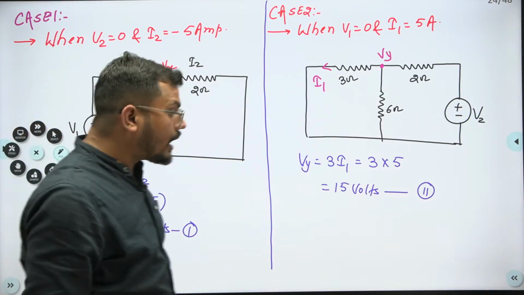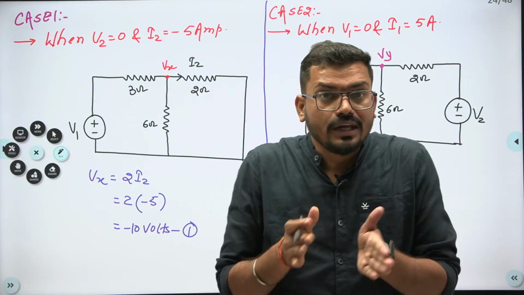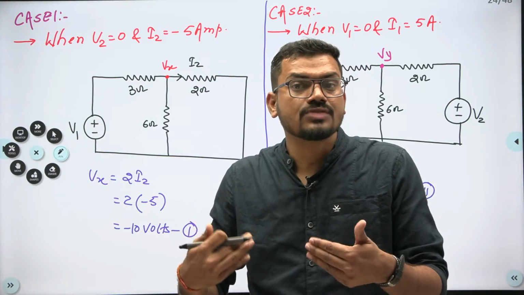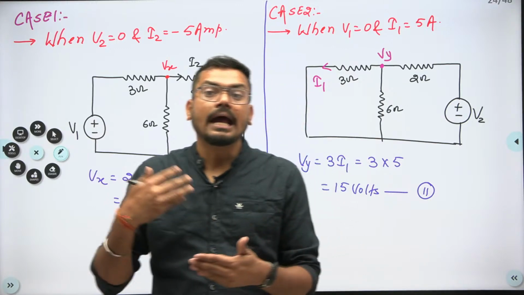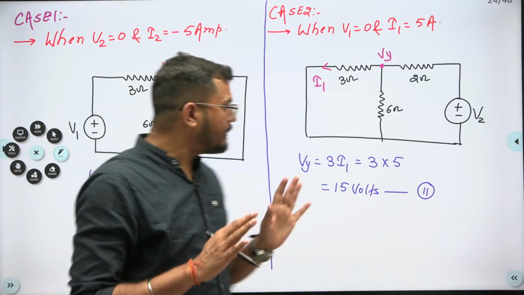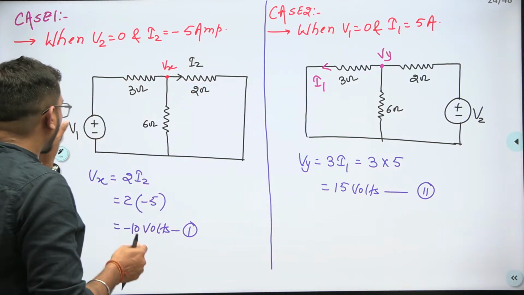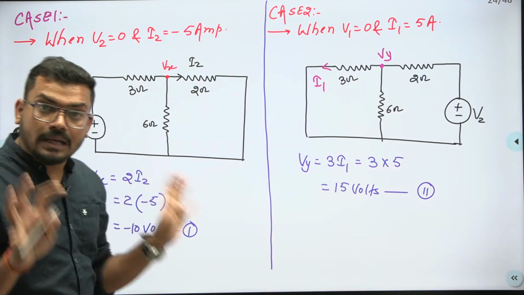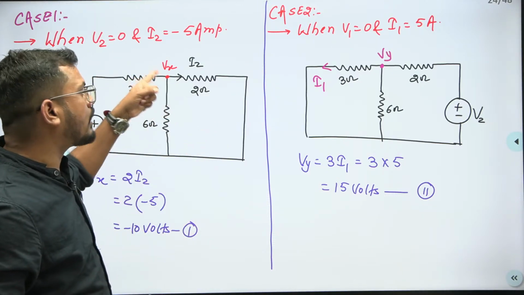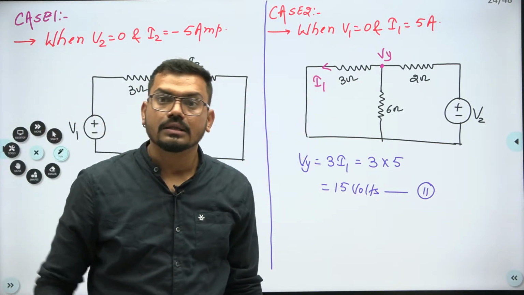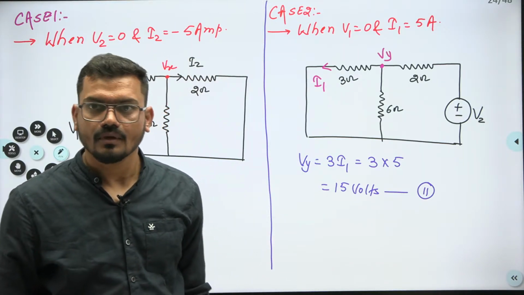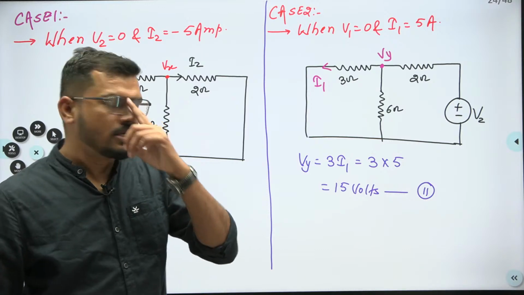Now what we have to calculate is the value of I3 when V1 and V2 are acting simultaneously, guys. It means that when you are supplying V1 and V2 simultaneously, the node voltage will be the summation of these two. Is it correct, yes or no?